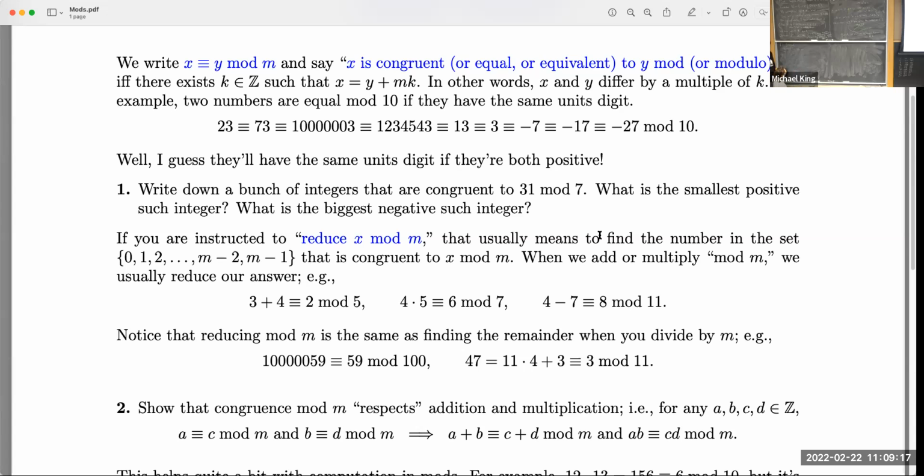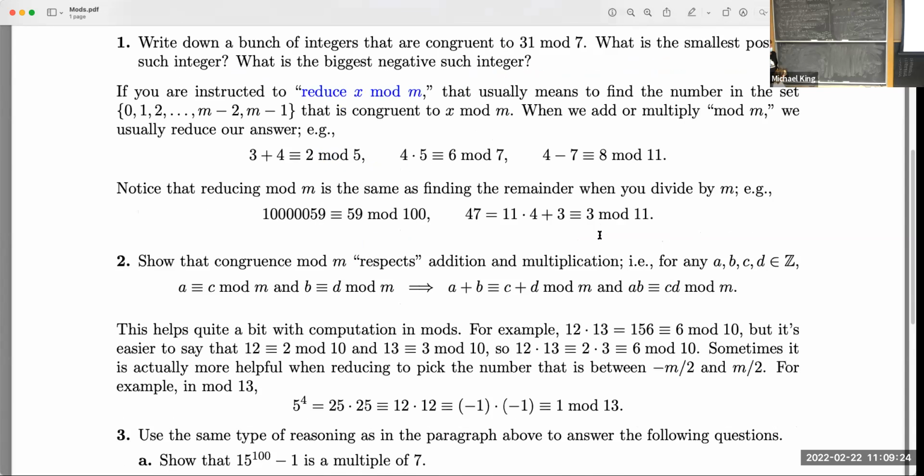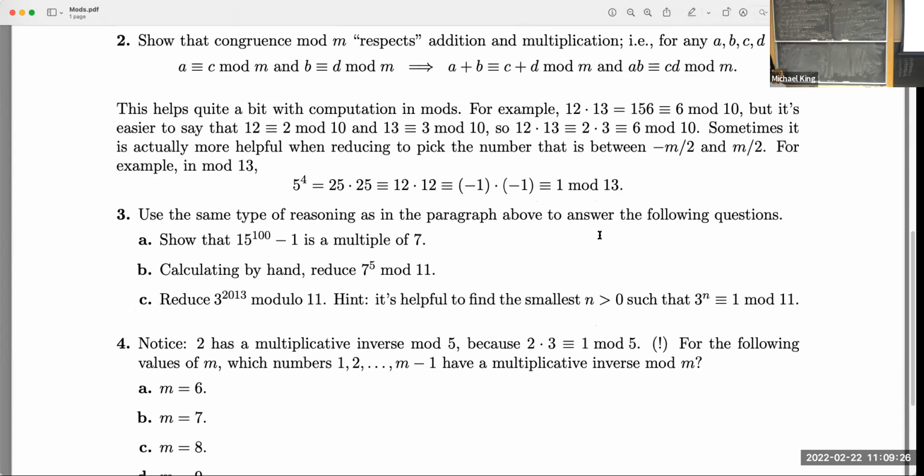Okay, so I think everyone got the idea with number 1. You can just write down a bunch of numbers, but basically you say 31 is 3 mod 7. But maybe do number 3 and then come back to number 2. The idea is you're going to reduce before you compute. So what is 15 mod 7?